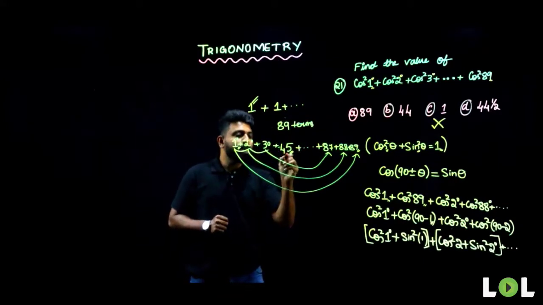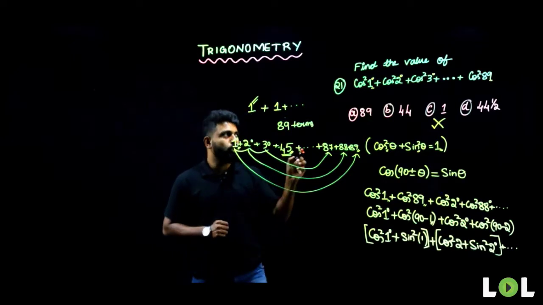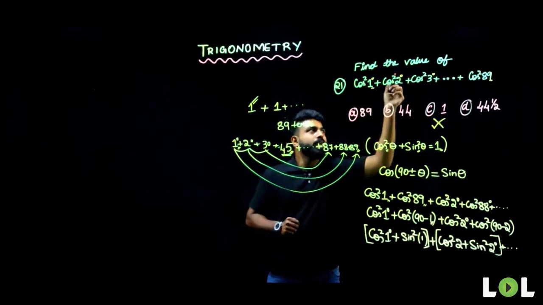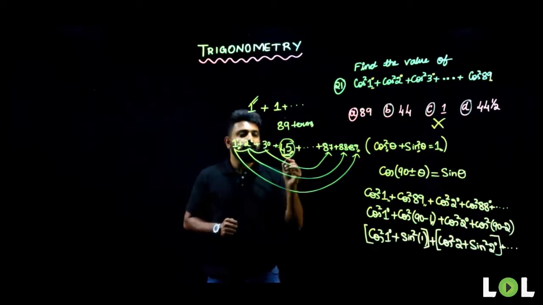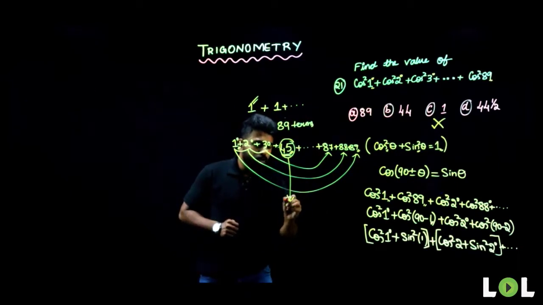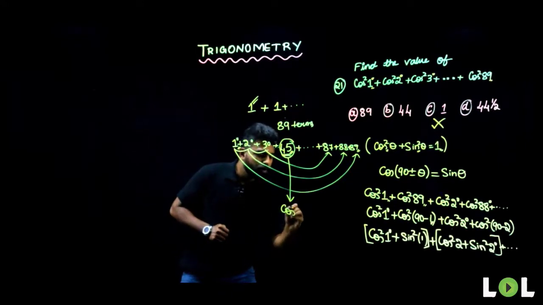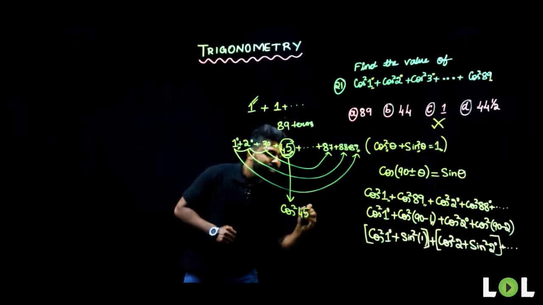But then do we have any other 45 degrees in the series? No, we have only 1 degree, 2 degree, 3 degree. So one term of each degree. So 45 also will have only one term. So this will be left alone. So I'll write it as it is.